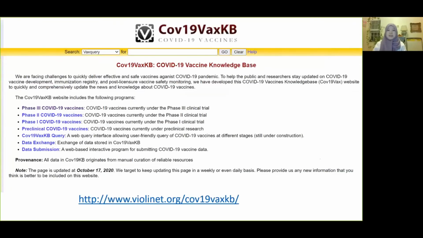Now, let's hand it over to Philip, and he will talk about the knowledge base that we are building for COVID-19 vaccines.